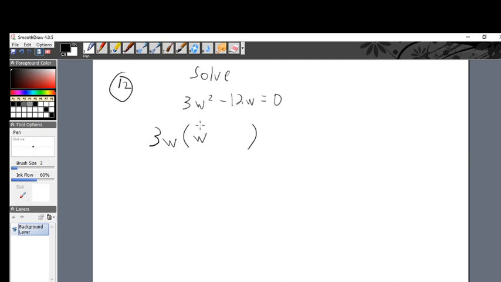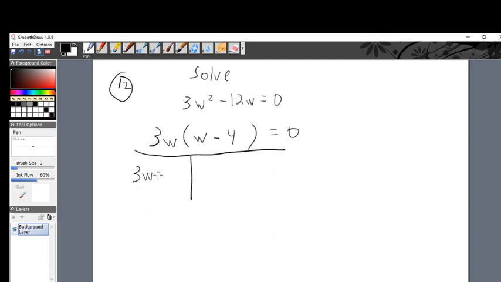And what's negative 12w divided by 3w? Well, the w and w cancel. Negative 12 divided by positive 3 is going to be negative 4. Negative divided by positive is negative. Equals 0. And now we set up the t.